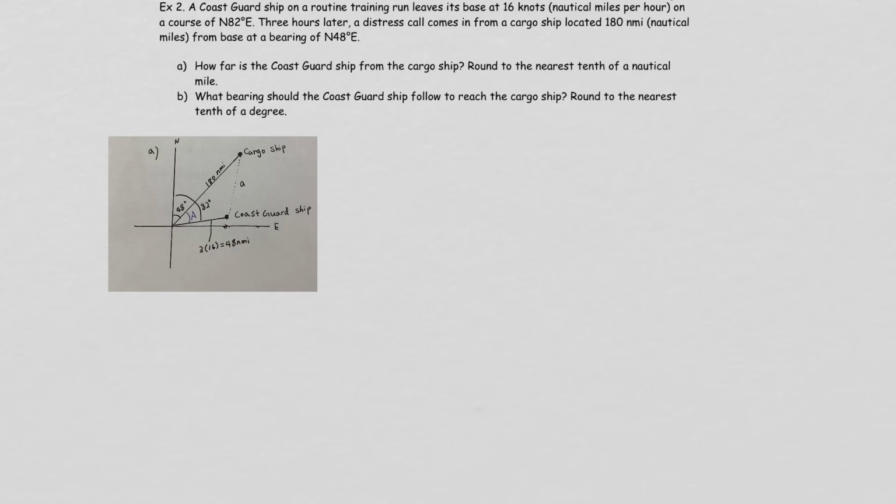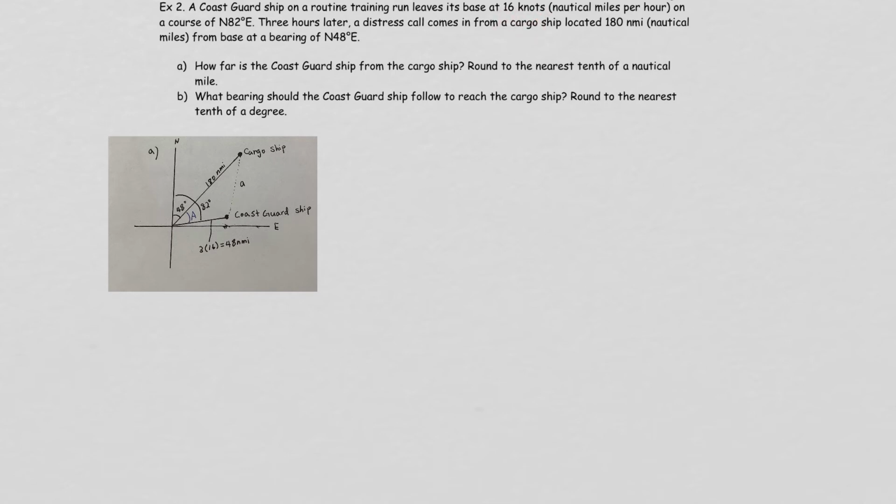Okay, hopefully you did pause it and read the problem. What it's saying is your Coast Guard is from the base bearing of north 82 degrees east. This is 82 degrees from the north. So this is where your Coast Guard is going to be located, right? And the distance was given as 16 knots.